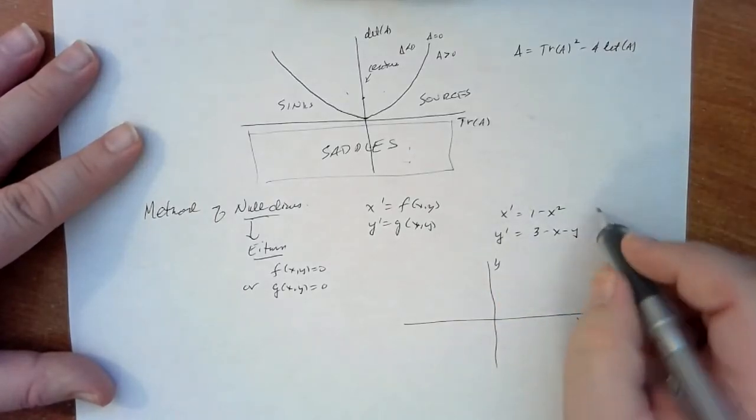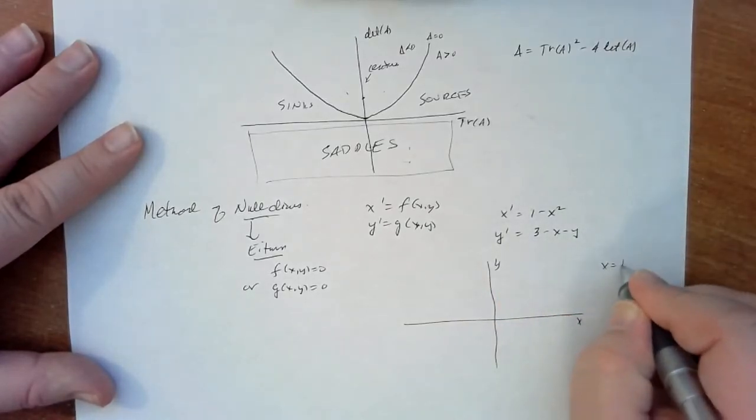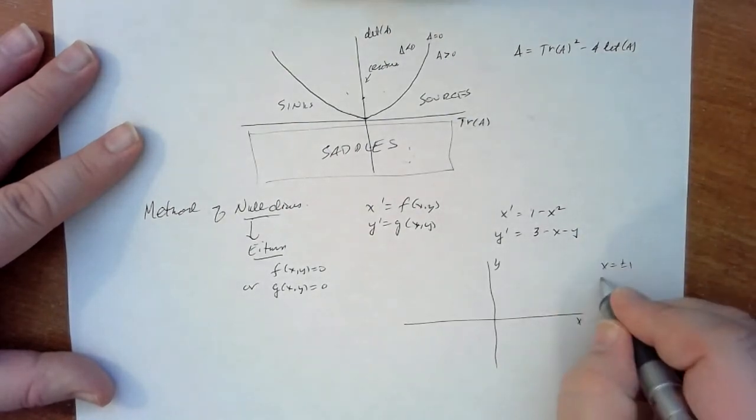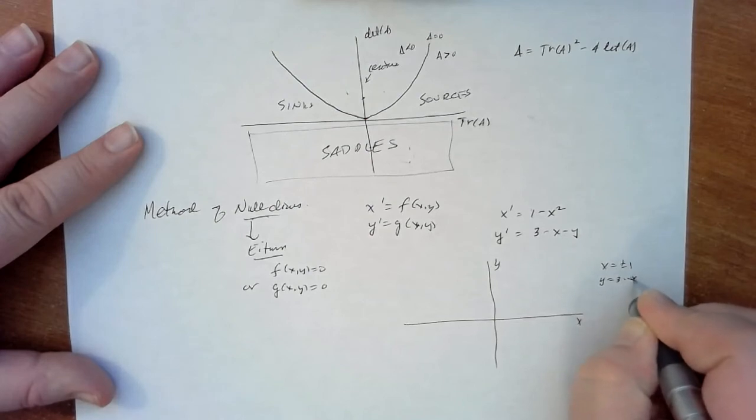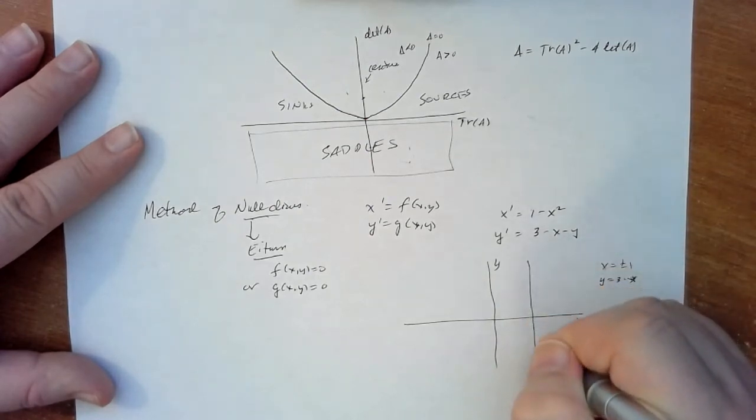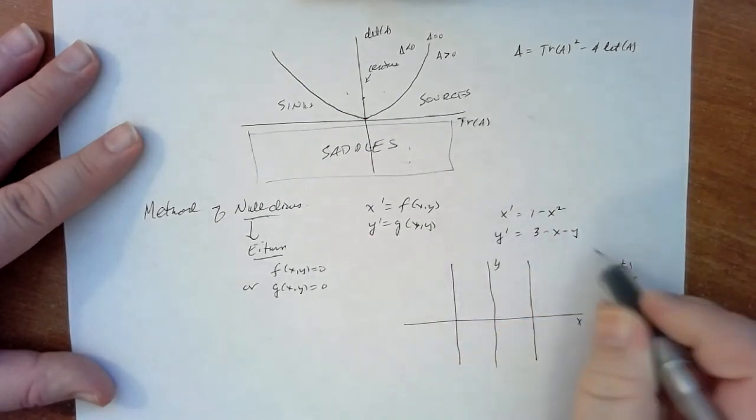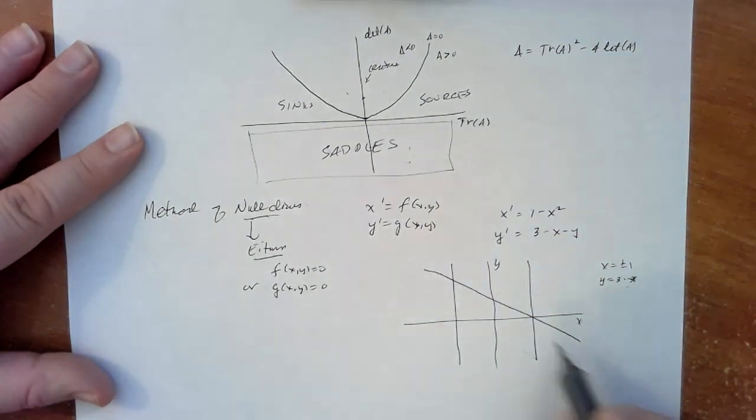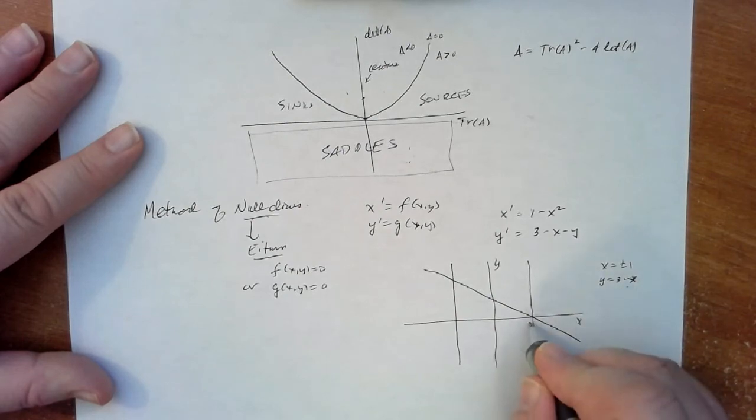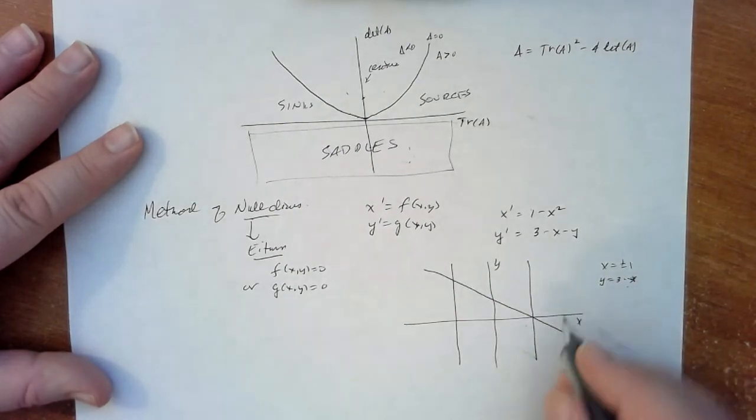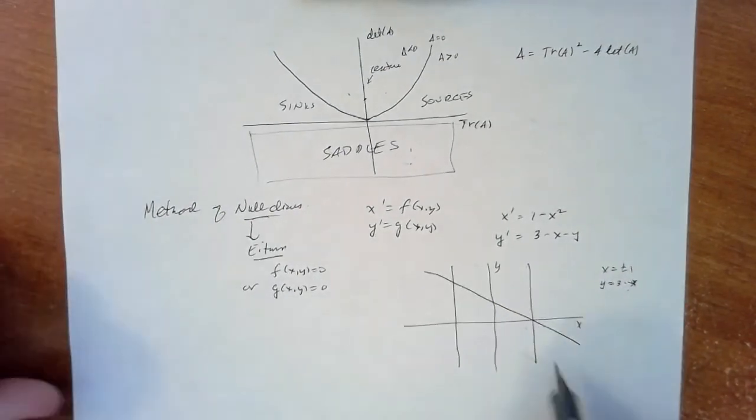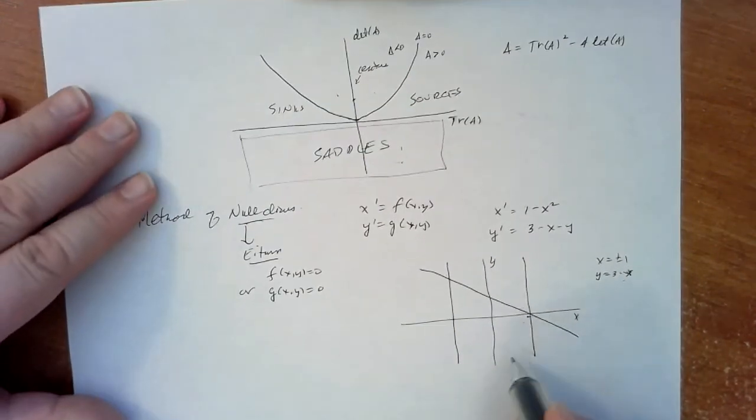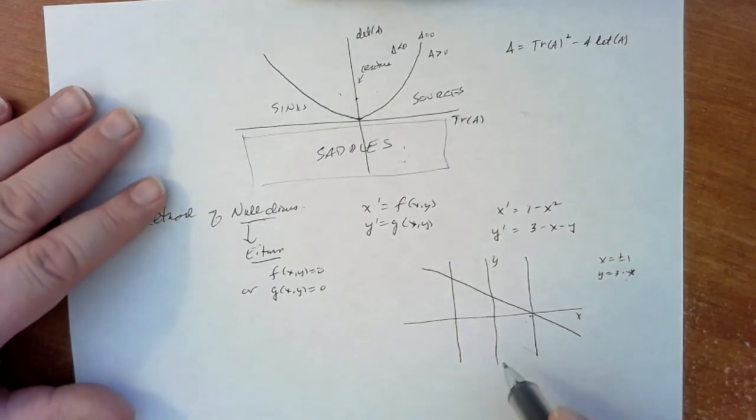Well, for this one, the nullclines would be x equals plus or minus 1. And then for the second one, it's y equals 3 minus x. So we have x equals 1, x equals minus 1, and then 3 minus x looks like that. Oops. Sorry about that. Oh, I could make that 3. Oh, that's a 1. Not to scale. Those don't actually intersect right there. That's bad.